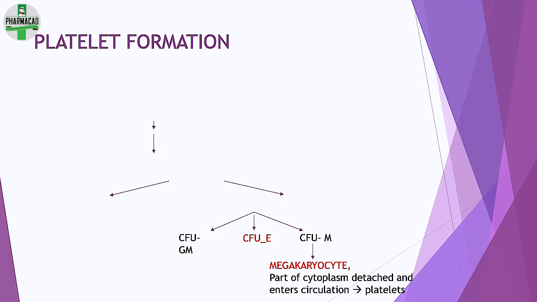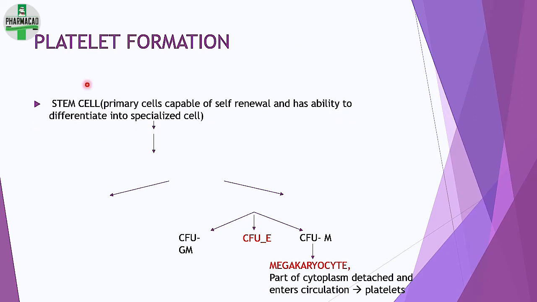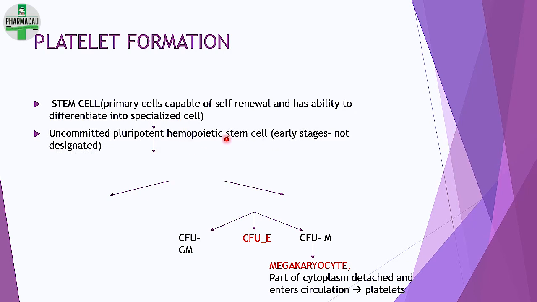We come to platelet formation. We saw a similar diagram in the erythropoiesis production of RBC, so I hope you've seen that video. If not, you can revise it, because now I'll just brush over it. First, there is the stem cell, which has the ability to differentiate into any specialized cell. Then it decides that it wants to be a blood cell, but it is still not committed. So it is the uncommitted, pluripotent, hemopoietic stem cell.